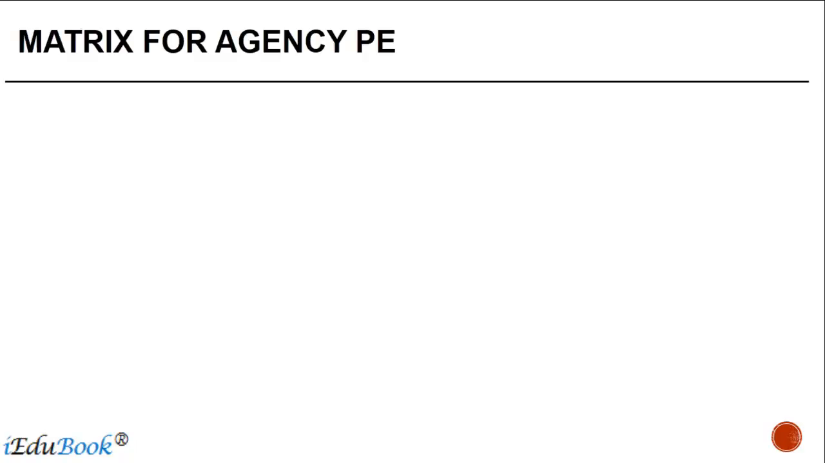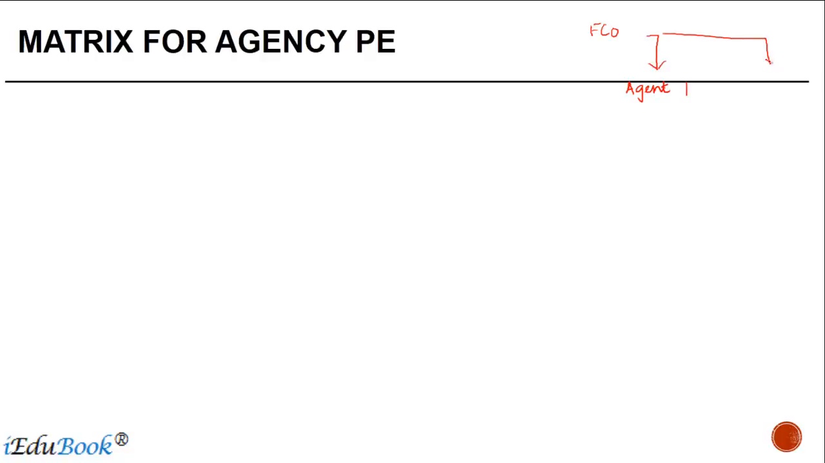Let's first understand the matrix for agency PE, and then basically we will be able to deal with paragraph 4 and 5 far more effectively. Now, when I say a matrix for agency PE, what I mean here is that a foreign company, let's just take an example as we have been taking, may operate through an agent in India.